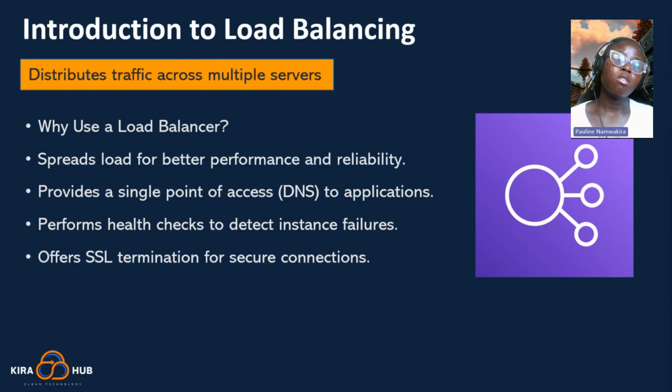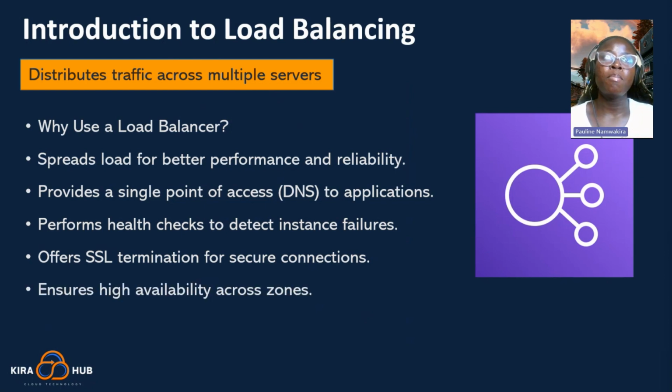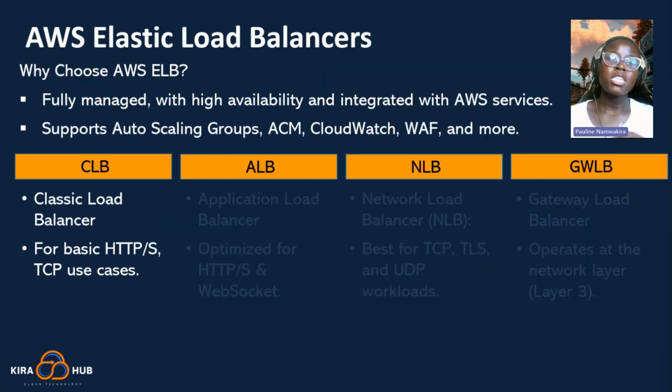Load balancers also offer SSL termination to enable secure communication. So for example, checking the server certificates, translation from HTTP to HTTPS also. And load balancers also offer high availability because they can distribute traffic across multiple availability zones. So what are some of the load balancers we have available in AWS?